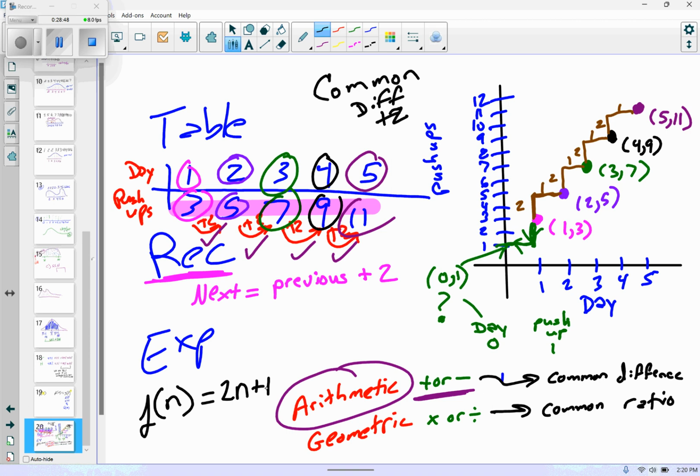Well, that's the graph. So I want to make sure you label the graph. Days, 1, 2, 3, 4, 5. Push-ups, 1 through 12.